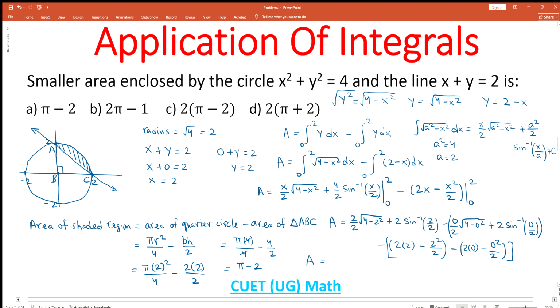In the first part, 2 over 2 is 1. Square root of 4 minus 2 squared is equal to 0. Sine inverse 2 over 2 is equivalent to sine inverse 1, which is equal to pi over 2. In the second part, 0 over 2 is equal to 0, so that term goes away. Sine inverse 0 over 2 is equivalent to sine inverse 0, which is equal to 0.